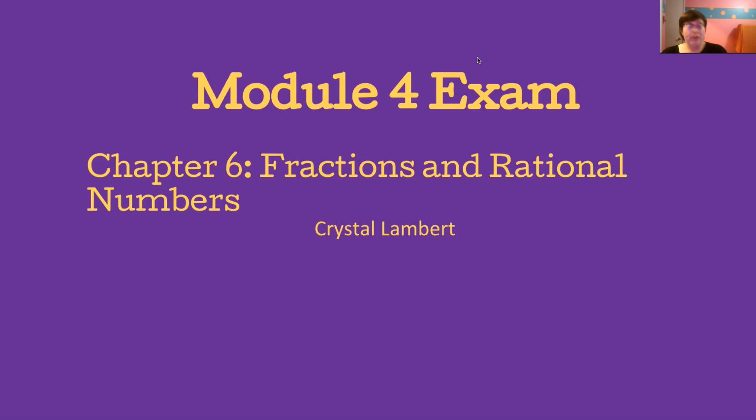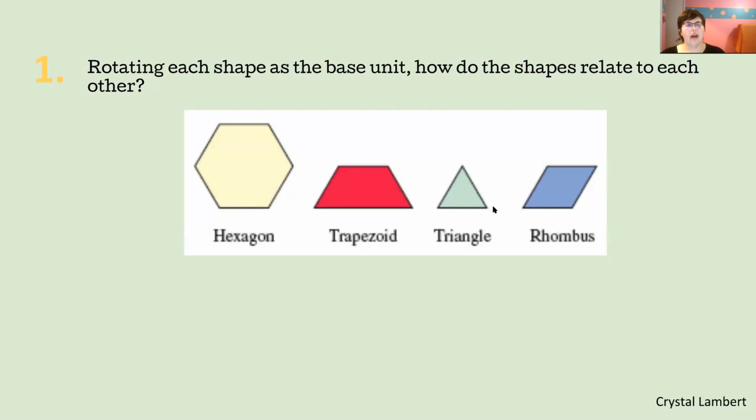Hi, and we are doing the Module 4 exam, the written exam, Chapter 6, Fractions and Rational Numbers. Exciting, exciting. Okay, so the first thing we're going to look at is taking larger shapes and smaller shapes, and seeing what the fraction is that represents the relationship between the two different shapes. First, we have the hexagon.